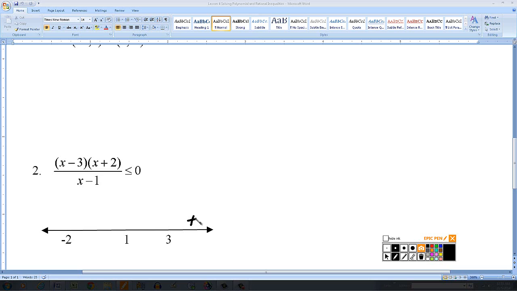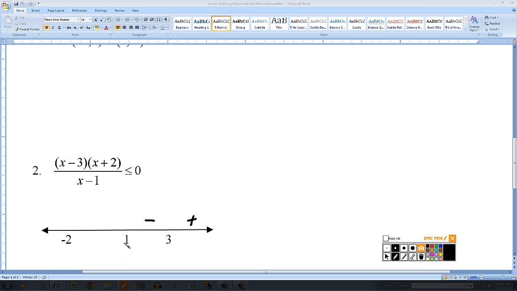Now between 1 and 3, I'm going to pick a 2. So put a 2 right here. 2 minus 3 is negative, 2 and 2 is positive, 2 minus 1 is positive. All I care about is the sign, okay? Since one of the factors is negative, then of course this is going to come out negative.